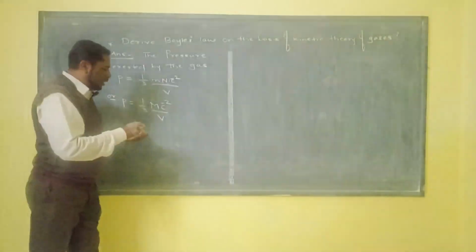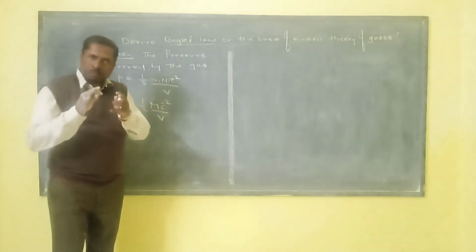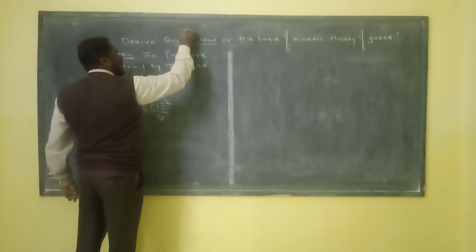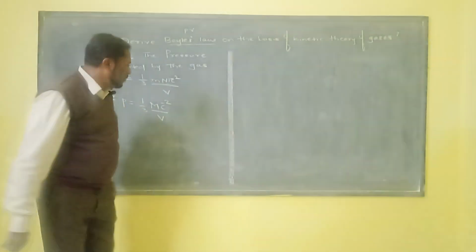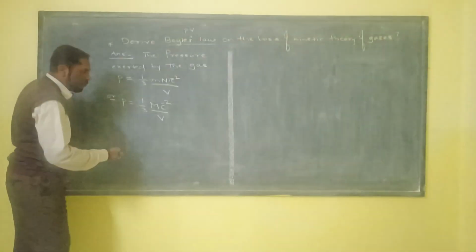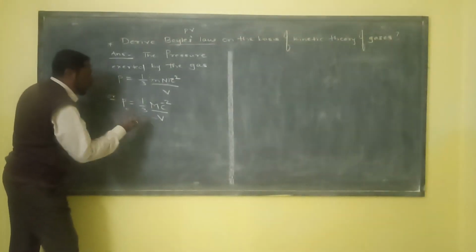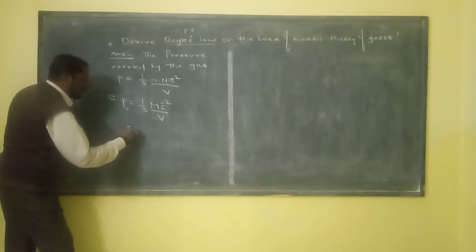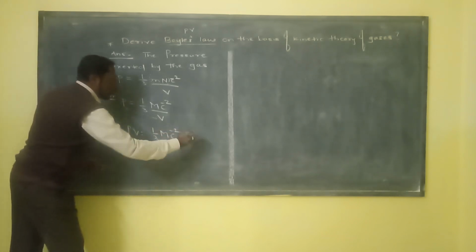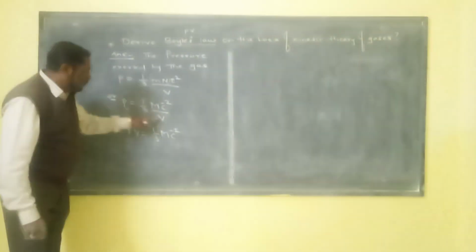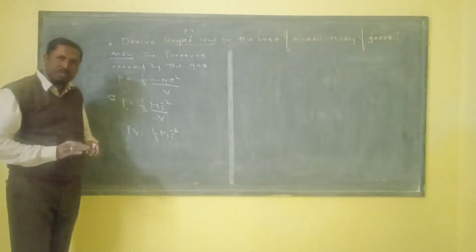Now see the question. We are dealing with Boyle's law. Boyle's law is in the form of PV. So make it in the form of PV. Here P is there, V is there, multiply them. What do we get? PV is equal to 1 upon 3 M c bar square.